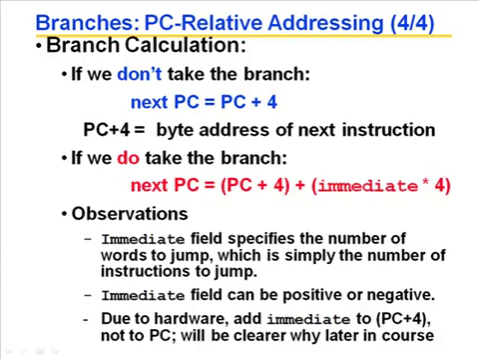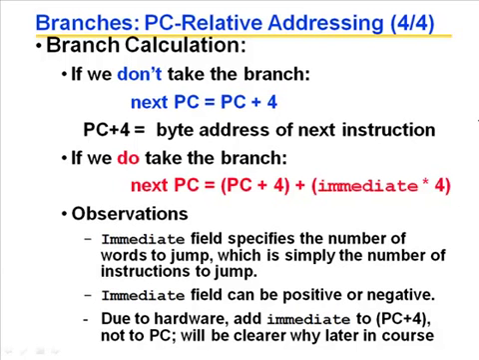Keep that in mind. There's always the PC plus 4 because you have to take into account the instruction you're at. So this is the next instruction plus the number stored in the immediate field times 4. The reason you multiply by 4 is to align everything by words. The immediate field specifies the number of words to jump, which is simply the number of instructions to jump. So if it's 19 instructions away, 19 times 4 will get you to the right instruction. Due to the hardware, add the immediate to PC plus 4, not to PC. And this will be clearer later.